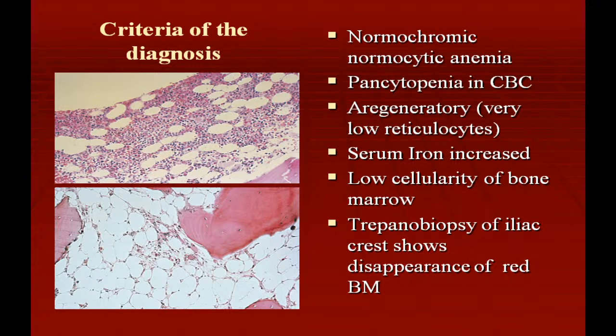So what are the criteria of aplastic anemia? More often it's normochromic and normocytic. Because all poiesis is disturbed, we see pancytopenia in the CBC. This form of anemia is aregenerative because of reticulocyte count indexes. We see that reticulocytes are very low, so there is low response of the bone marrow. We see that serum iron is increased, so there is no deficiency of iron. We see low cellularity in bone marrow biopsy, and disappearance of red bone marrow in trephine biopsy will also help you to differentiate aplastic anemia from other forms of anemias.